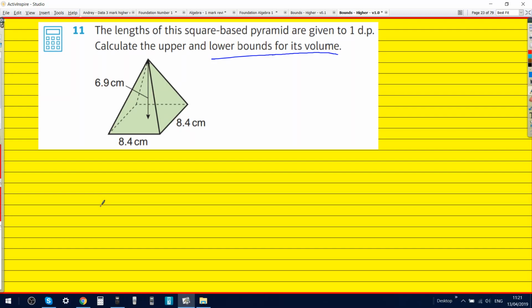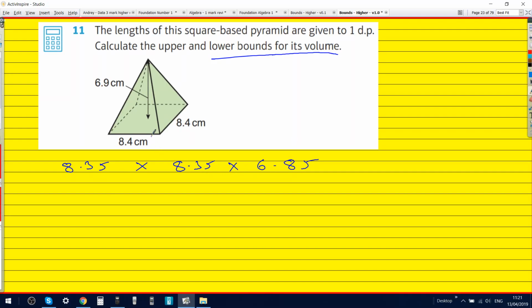So the lower bounds of all of them would be 8.35, 8.35 and 6.85. And don't you do all of that times together and times 4/3? You're thinking of a sphere? 3/4. If this was a cuboid, it would be those three times each other.